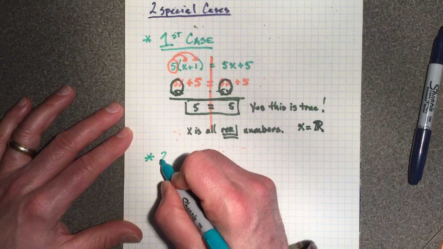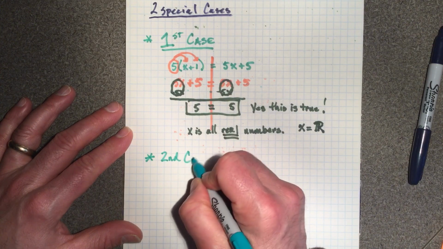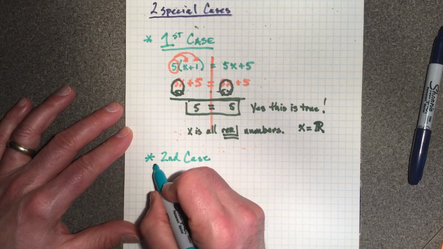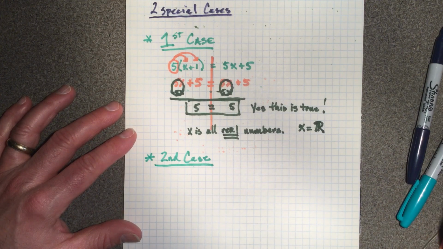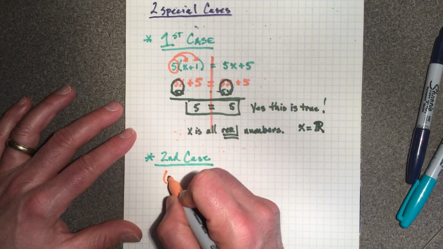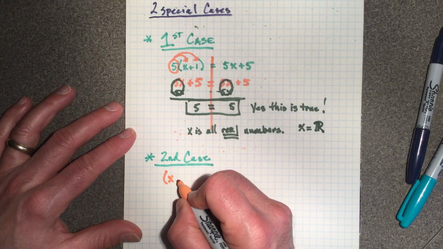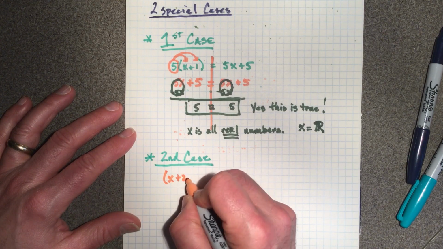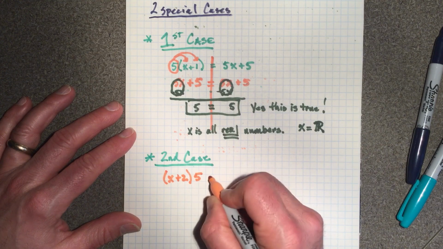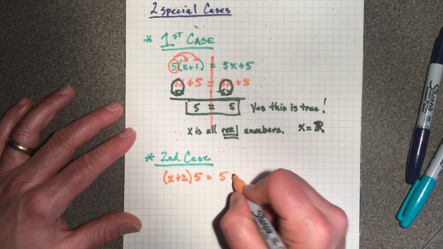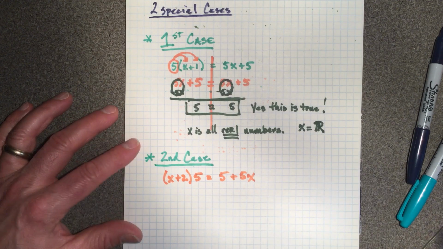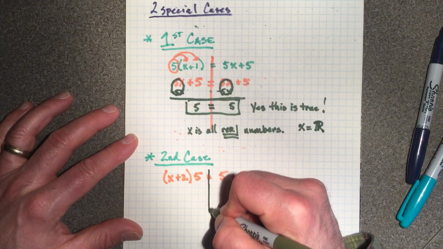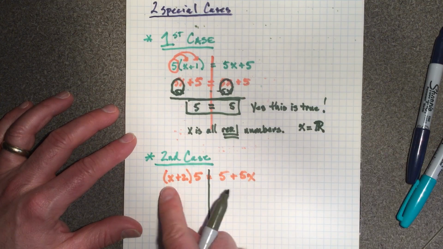All right, here's the second case. Let's do this. X plus 2 times 5 equals 5 plus 5x. Okay, so we'll do the same thing. Split it down the middle and see if we can simplify either side. Can I simplify this side?